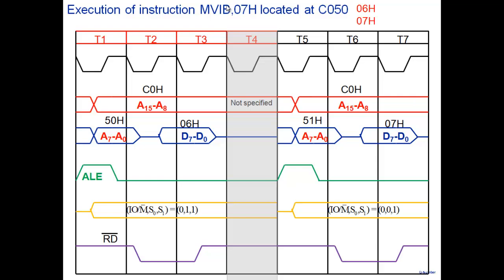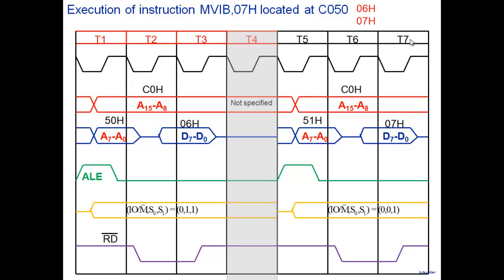So thereby, the microprocessor has executed the instruction MVI B,07 located at C050. How many clock cycles did it take? See, 4 clock cycles are always needed to fetch an opcode: 3 to read the opcode from memory, and 1 to decode the opcode and decide what to do with it. So 4 clock cycles are needed to fetch the opcode and decide what to do.